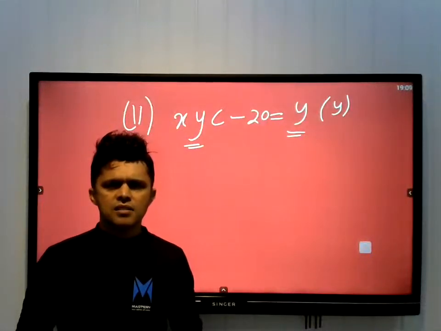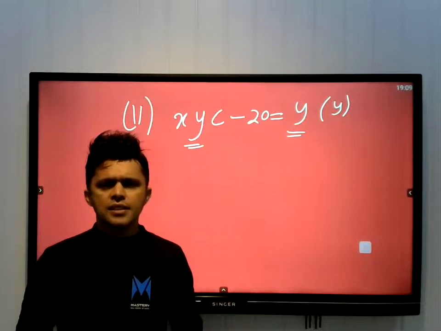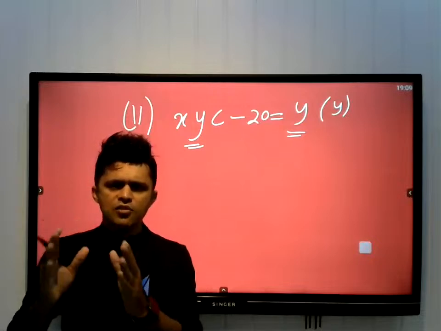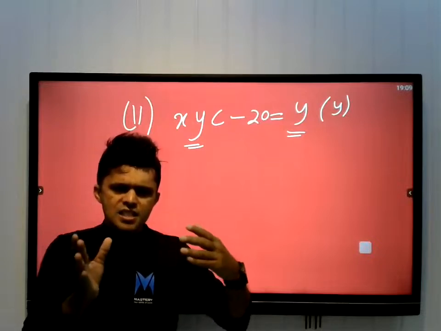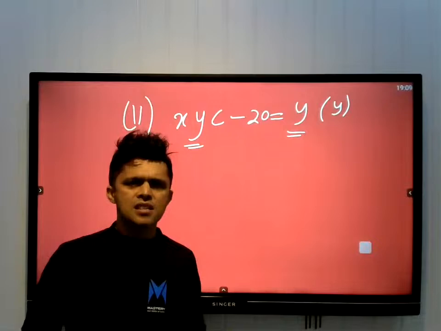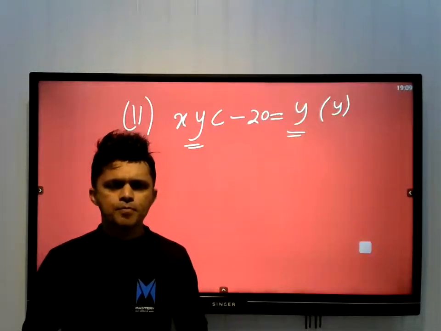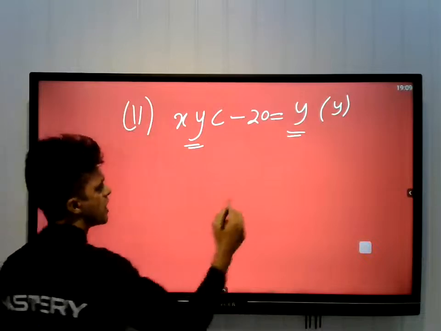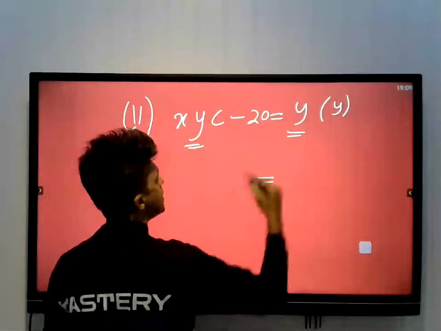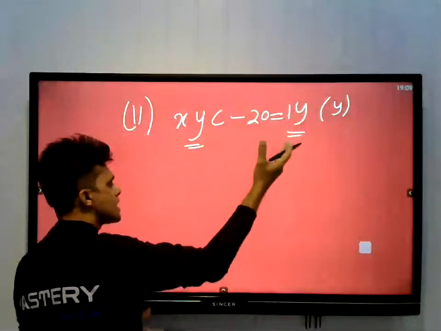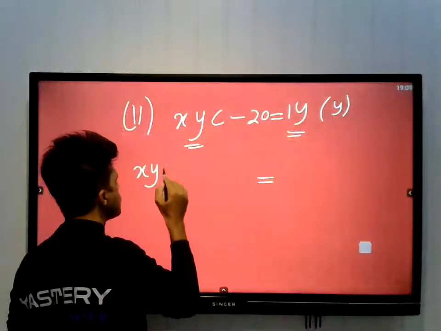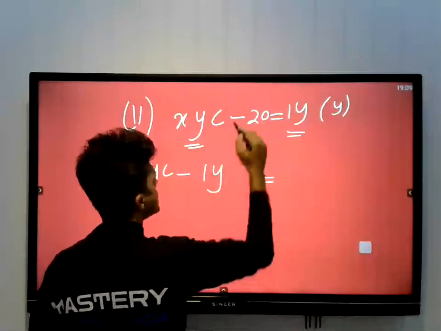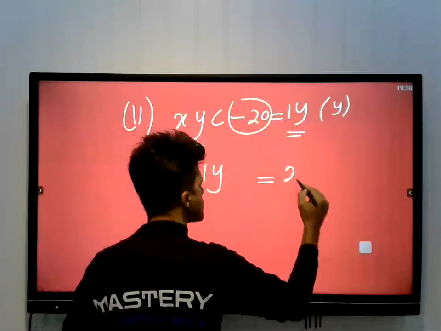You could see the term that we need to write as a subject is met in two places in the same formula. How could we write this one as the subject? Here one y, so it is brought here. I mean x, y, c. Then plus 1 y becomes minus 1 y. Then minus 20 becomes plus 20.